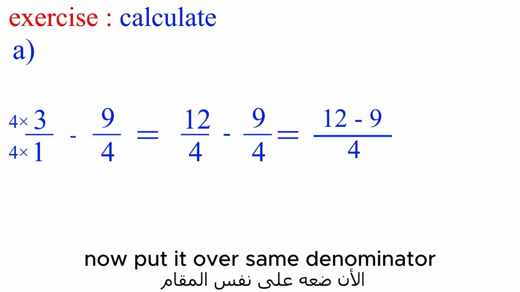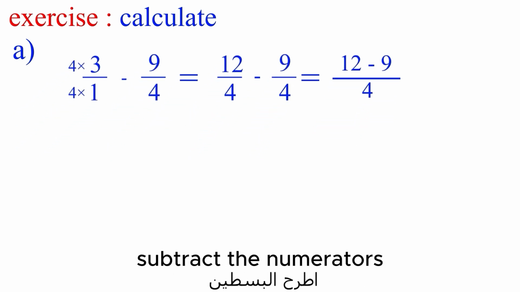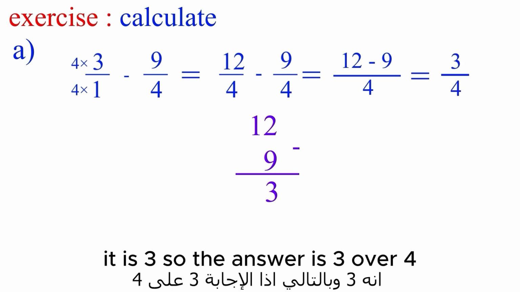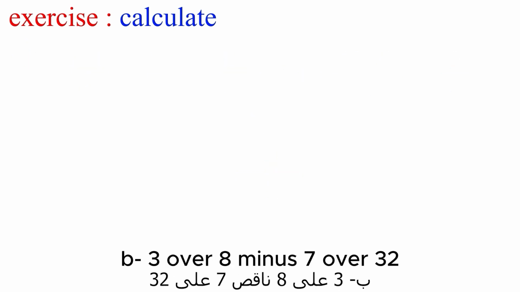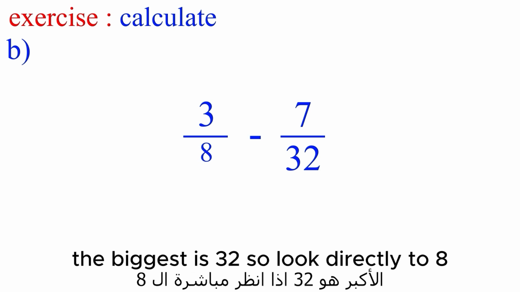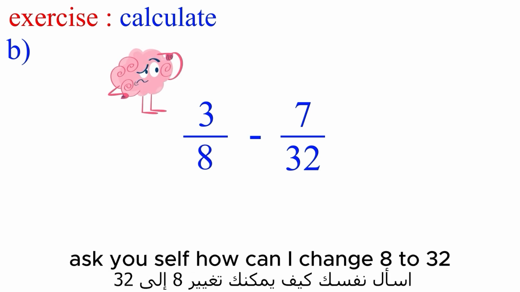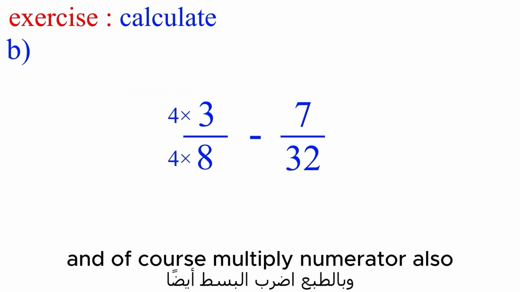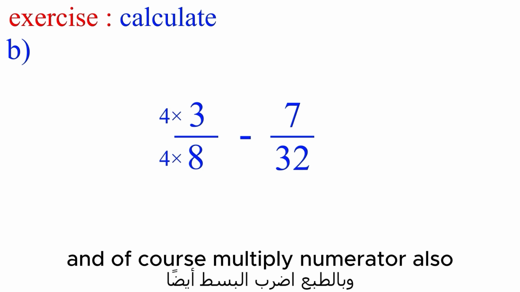Now put it over the same denominator. Subtract the numerators. 12 minus 9. It is 3, so the answer is 3 over 4. Part B: 3 over 8 minus 7 over 32. The biggest is 32, so look directly to 8. Ask yourself, how can I change 8 to 32? Very good. If you multiply 8 by 4 you get 32, and of course multiply the numerator also.